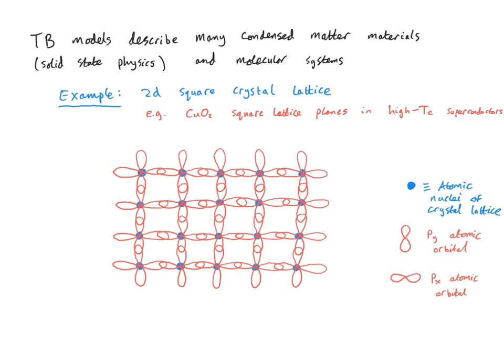And of course, in the end, this is why different materials with different chemical compositions have different structures, different bonding characteristics, and in the end, different physical properties. And that's what we seek to understand by analysing and solving these tight binding models. Let's have a look at an example of a molecule which can be well described by a tight binding model.